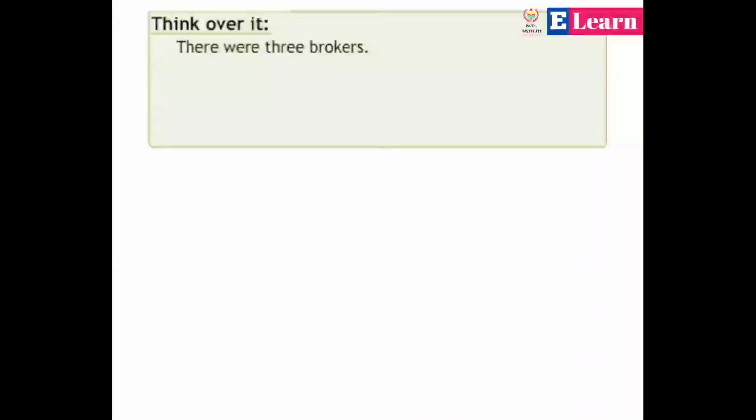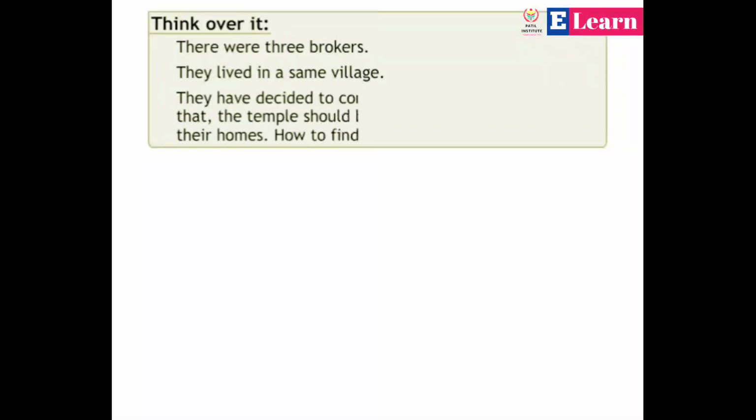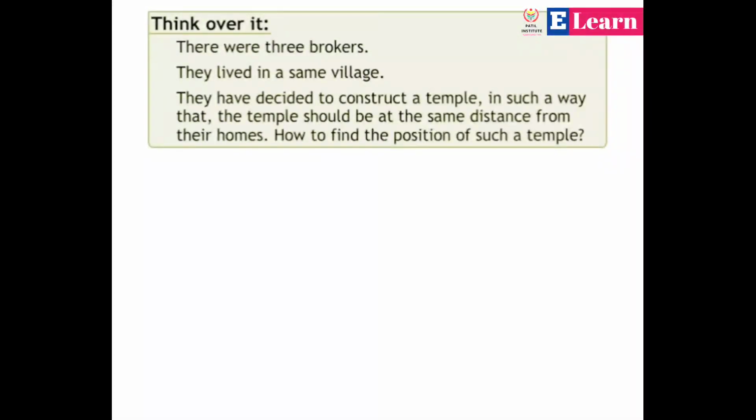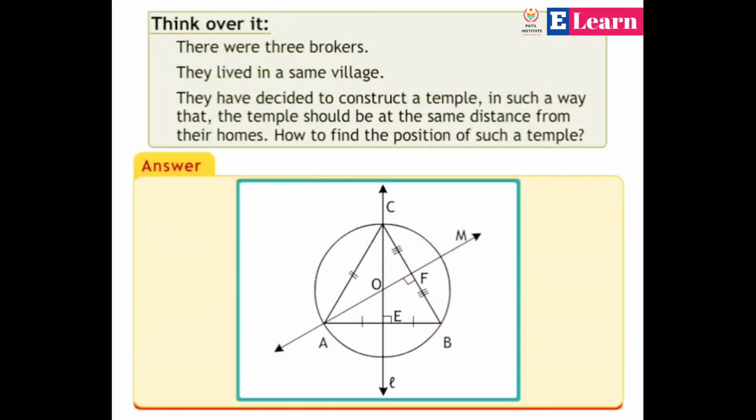There were 3 brokers. They lived in the same village. They decided to construct a temple in such a way that the temple should be at the same distance from their homes. How to find the position of such a temple? Answer. Let the 3 houses of the brokers be house A, house B, and house C. Now join the 3 points. We get a triangle ABC.